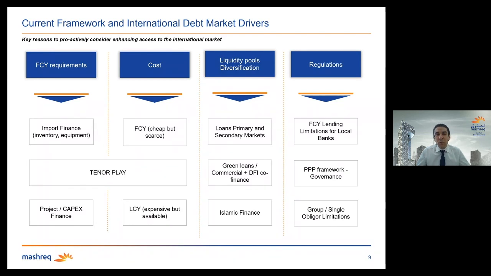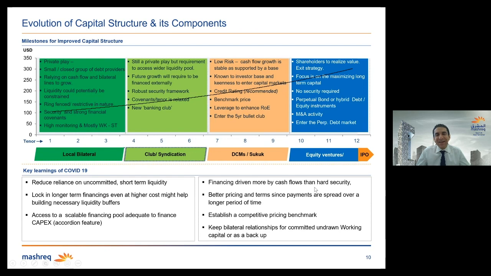Let me now move to my favorite slide, actually. A very colorful slide, as you can see. Really here we wanted to go through a case study to show you what is the adventure that one borrower in Egypt could go through, and the key milestones to improve the capital structure and reach a certain permanency in its capital structure. We believe this is key.